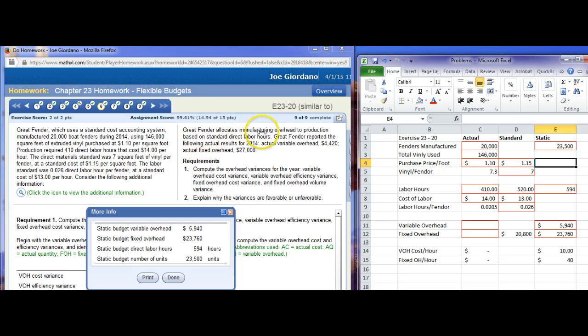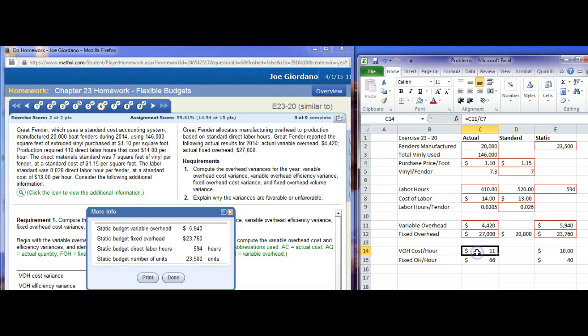So Great Fender allocates manufacturing overhead based on standard direct labor hours. So that's important in this problem, right? We're going to take standard labor hours and we're going to do all our allocating based on that. Great Fender reported the following actual results. So now we're back in actual. Actual variable overhead of 4,420 and actual fixed overhead of 27,000.